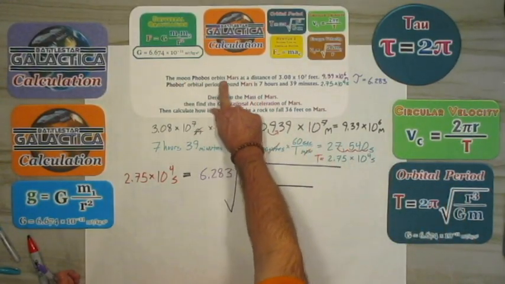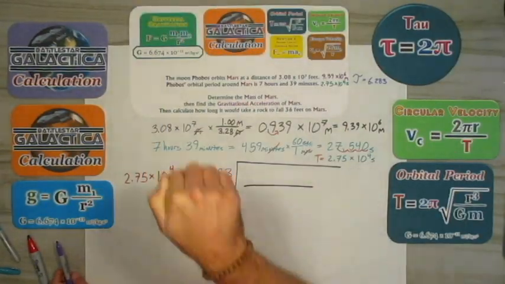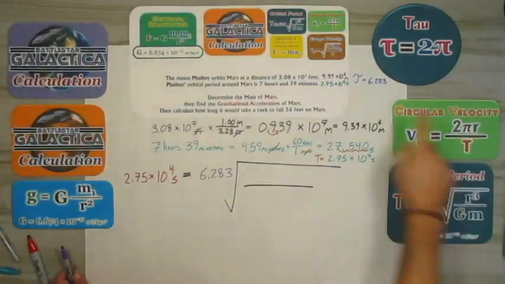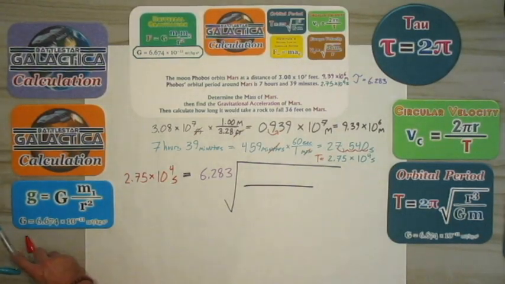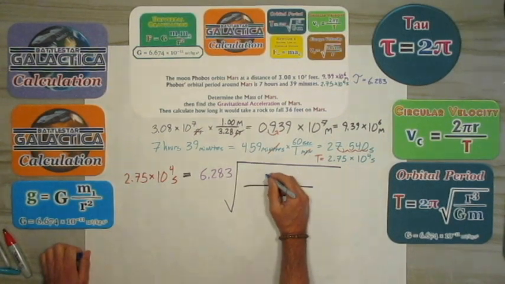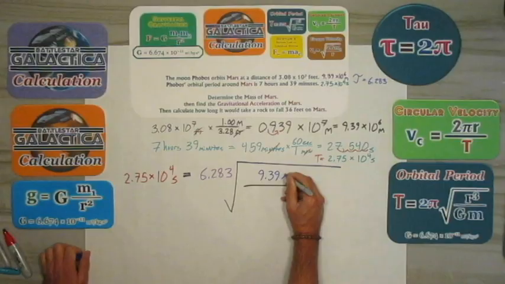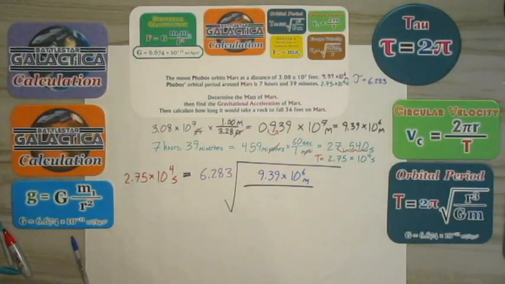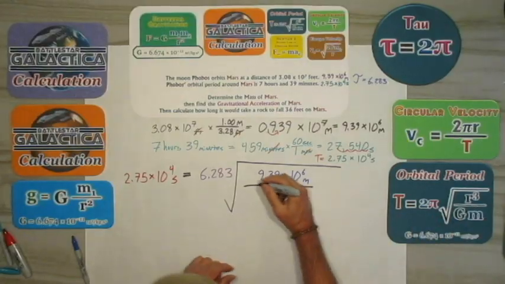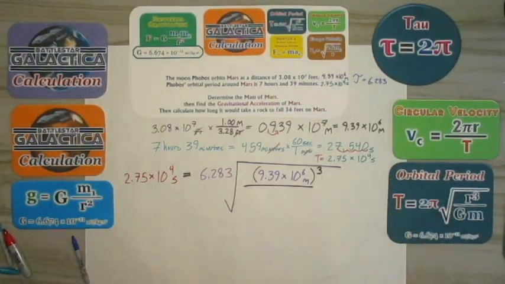The moon orbits at a distance of, so that's not a diameter, that's the distance away from the center of the planet. That's a radius right there. So that is r. So we can just put that in. I think I'll use a different color since I already used purple for that. I'll use 9.39 times 10 to the 6th meters. But remember, that whole thing gets cubed.